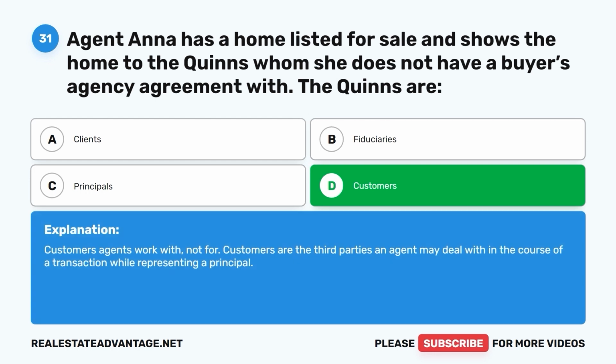Customers agents work with, not for. Customers are the third parties an agent may deal with in the course of a transaction while representing a principal.